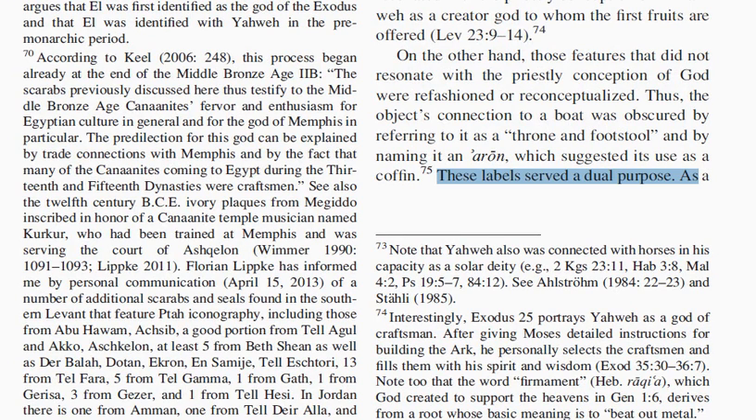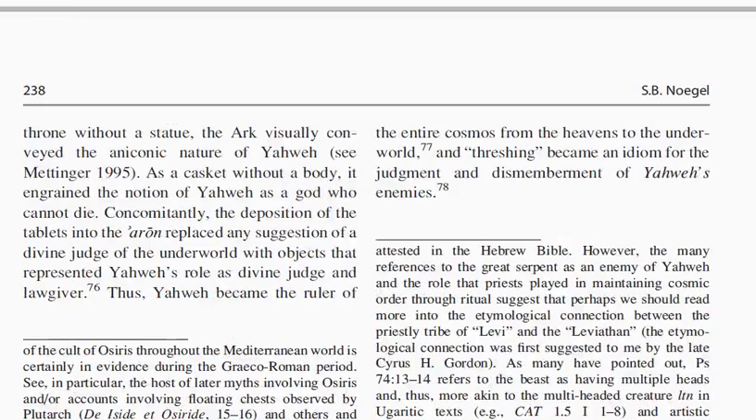These labels served a dual purpose. As a throne without a statue, the ark visually conveyed the aniconic nature of Yahweh. See Medinger 1995. As a casket without a body, it ingrained the notion of Yahweh as a God who cannot die. Concomitantly, the disposition of the tablets into the Aron replaced any suggestion of a divine judge of the underworld with objects that represented Yahweh's role as divine judge and lawgiver.